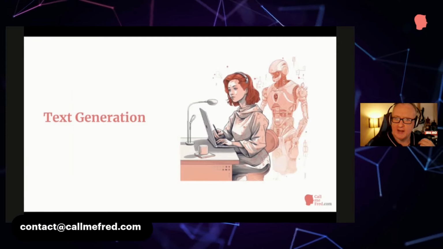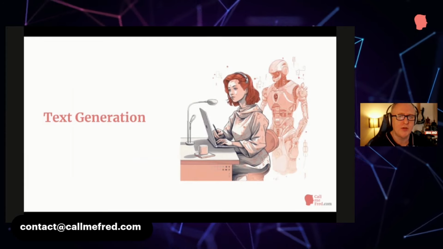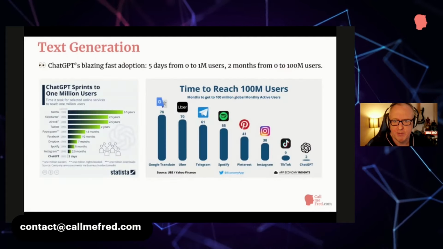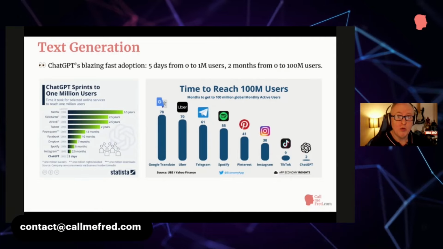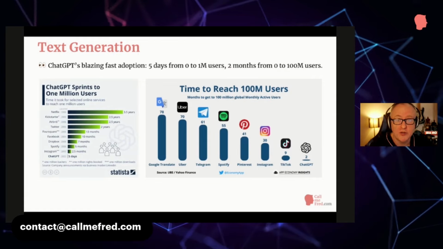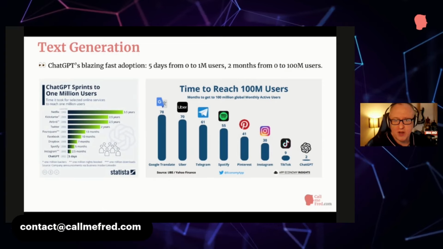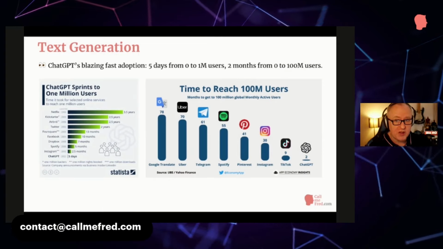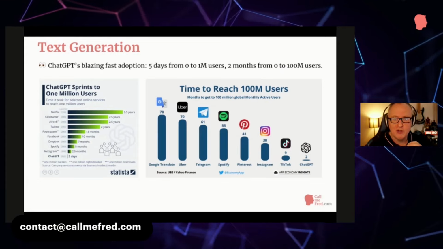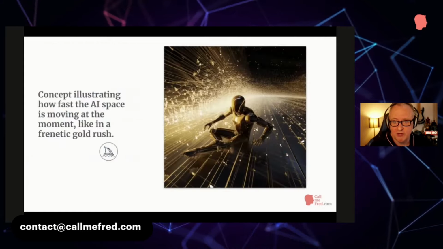Text generation and text processing are probably the most used forms of generative AI today, the most natural implementations of large language models, I would say. ChatGPT, the number one text generation application, is actually the fastest growing consumer application of all times. It went from 0 to 1 million users in 5 days. It took 10 months to Facebook to reach the same level. And ChatGPT went from 0 to 100 million users in 2 months. It took TikTok 9 months to reach the same level.